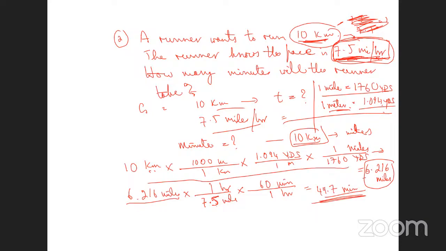You might say, why is 6.216 equivalent to 10 kilometers? Because the speed is 7.5, I have to see how many 7.5s are there. I know it's not a full 7.5, it's 6, so it has to be something less. But that's for 1 hour. For 60 minutes, multiply by 60. So that's how many minutes the runner has to run to reach 10 kilometers.